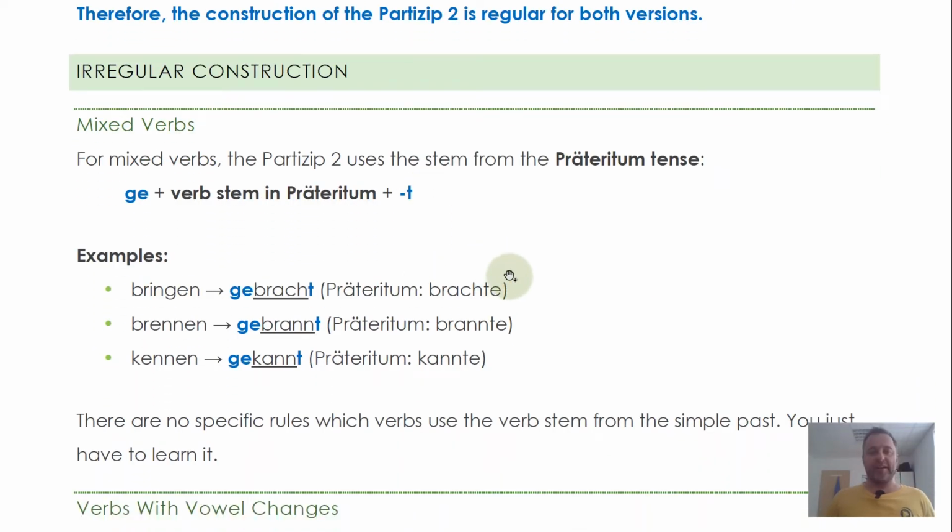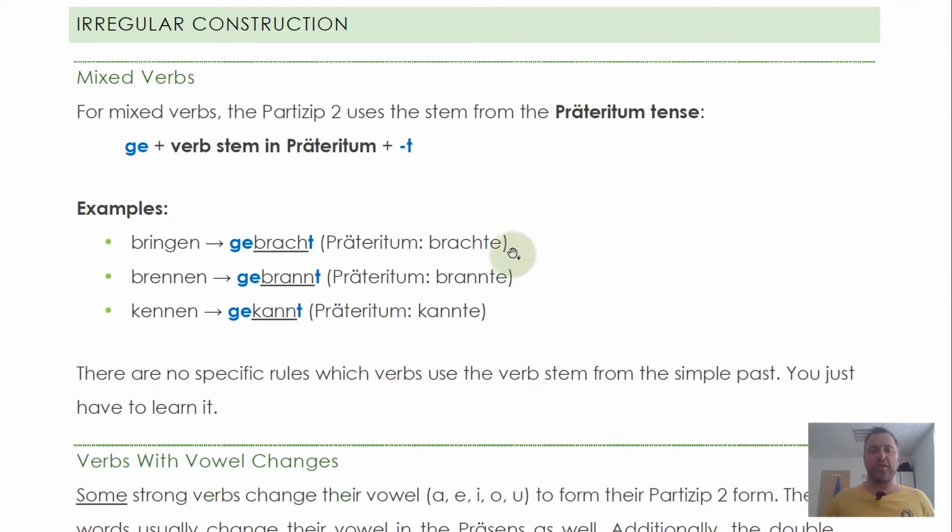Because of course, like in every language, not all words do what the rule is telling them. They have their own rules. So let's have a look at the so-called mixed verbs. Mixed verbs, gemischte Verben, use for the Partizip 2 not the regular stem of the present tense, but the Präteritum stem. So it's GE plus the Präteritum verb stem plus T. Bringen in Präteritum is brachte, so gebracht. Brennen is brannte, gebrannt. Kennen is kannte, so gekannt.